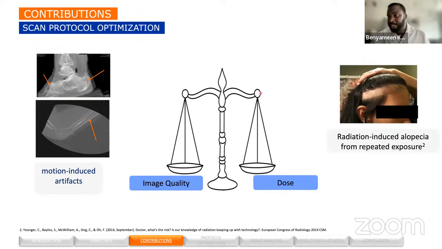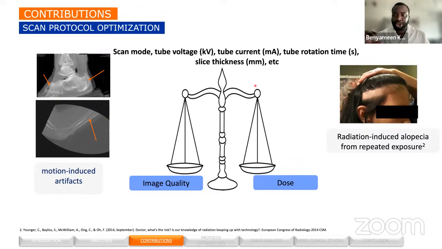On the other end, you have the patient safety. And here what I show is an extreme example of what is known as radiation-induced alopecia, basically as a consequence of repeatedly scanning over the same region. So it's important to take that also into consideration, that things can go wrong because you're using ionizing radiation. Now, the way of managing this balancing game is by controlling the parameters you give to your CT scanner. So this is the scan mode, the tube voltage, the tube current, and these are the parameters you play around with to ensure you have good image quality on one end, but you're also not overlooking the patient safety.